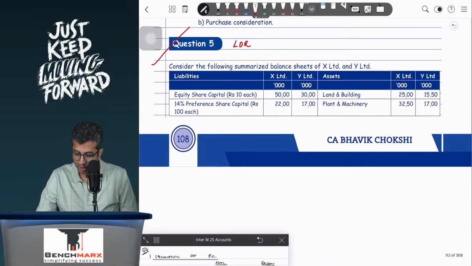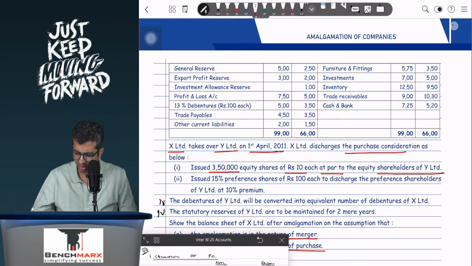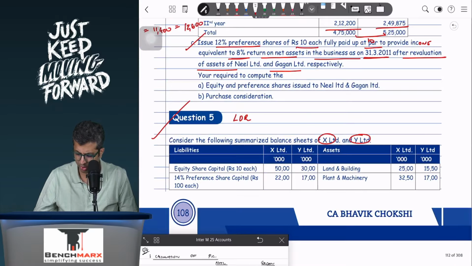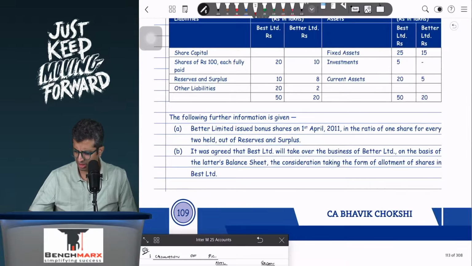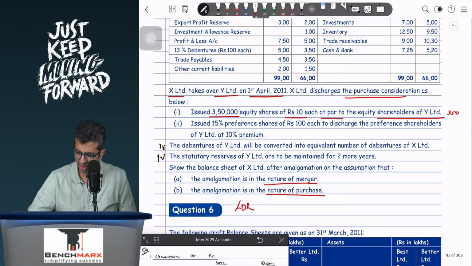Okay, so following is your summarized balance sheet of X and Y. You have been given the balance sheet of X and Y, and then X takes over Y. X is the acquirer, Y is the target. On first table 11, X discharges the BC as below. Issuing 3,50,000 equity shares of rupees 10 each at par to the equity shareholders of Y. So will that be a part of BC? Yes. 35 lakhs, 3,50,000 into 10. Everything is in thousands, so 35 lakhs divided by 1000 comes to what? 3,500. So maybe 3,500 in thousands will be your PC.